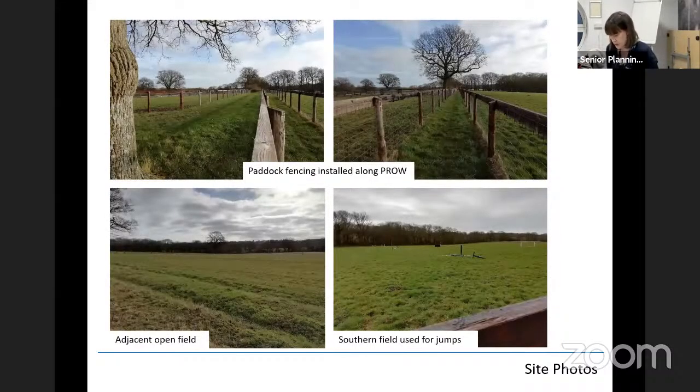So the top photos show the paddock fencing, which has been installed either side of the public footpath that runs through the centre of the site. Both photos are taken from different points of the footpath, so it gives an example of the type of fencing that's been erected. The bottom left-hand photo shows an open field within the ownership of the applicant that currently has equestrian paraphernalia such as jumps on it, which are to be removed, and that field is to be used as a paddock only. And the bottom right-hand photo gives an example of the type of equestrian paraphernalia that's present on that site.